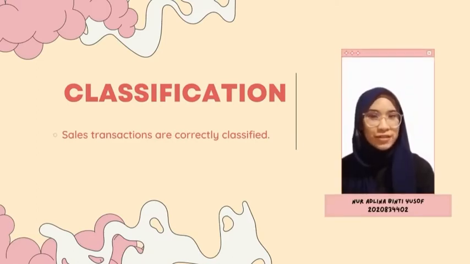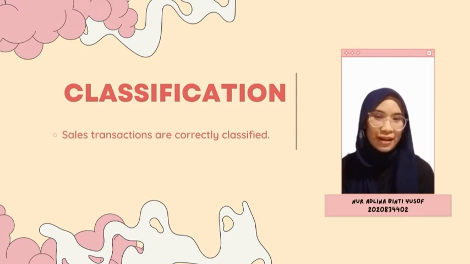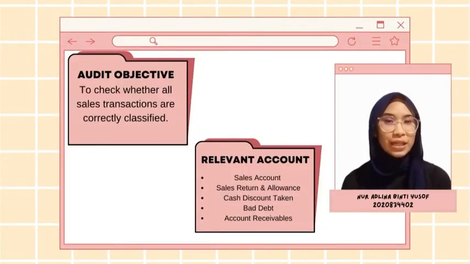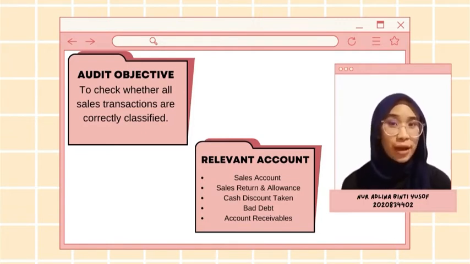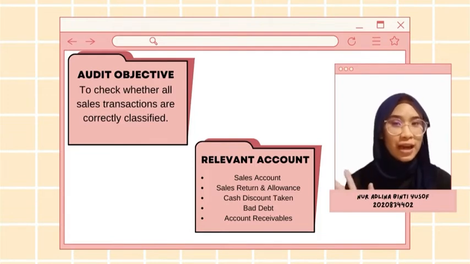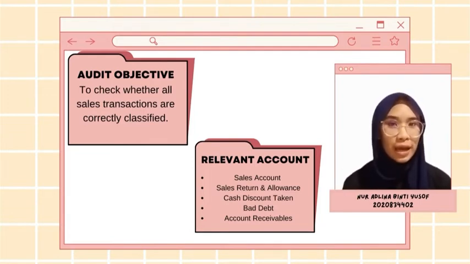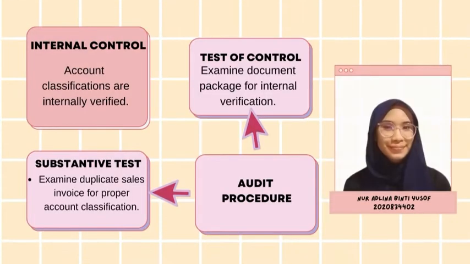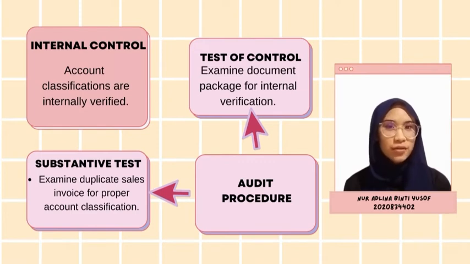Next is classification of sales transaction. Classification means sales transactions are correctly classified. The audit objective for classification in sales transaction is to check whether all sales transactions are correctly classified. There are 5 relevant accounts, which are sales account, sales return and allowance, cash discount taken, bad debt, and account receivable. The internal control for classification of sales transaction is account classification are internally verified.